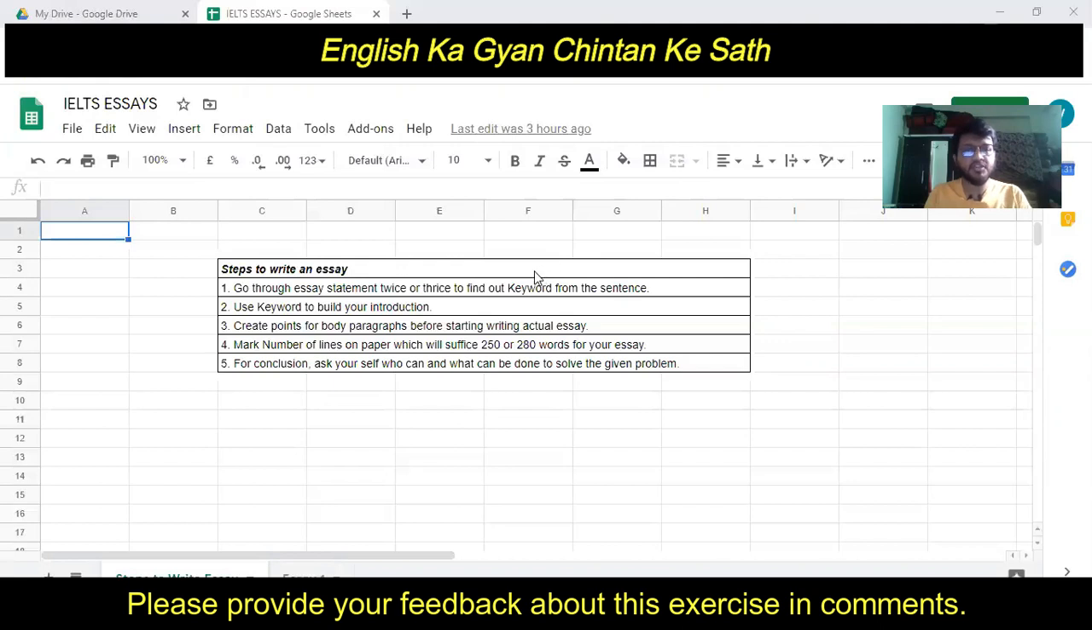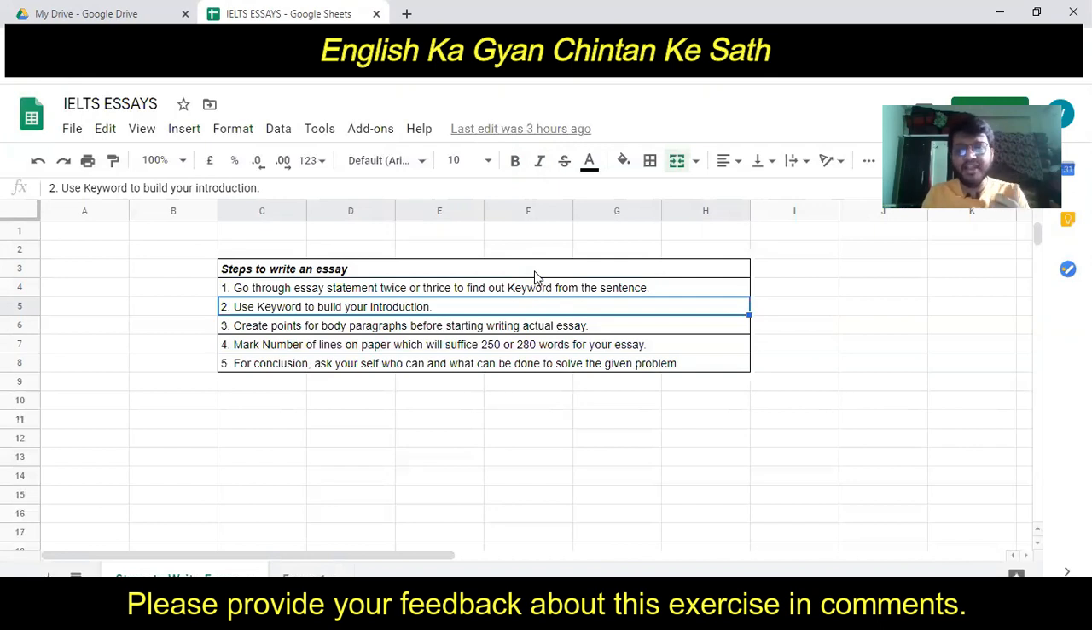So according to me, as you can see from the first Excel sheet, the steps to write an IELTS essay are like this. Whenever you have the statement in front of you, as per my experience, you need to go through the essay statement once, twice or thrice, very calmly, and find the keyword from the statement. Later on, that keyword has to be utilized for building your introduction, which means your paragraph number 1.